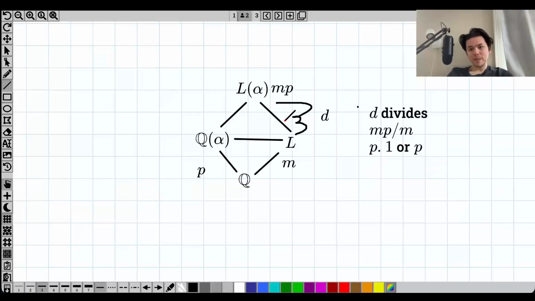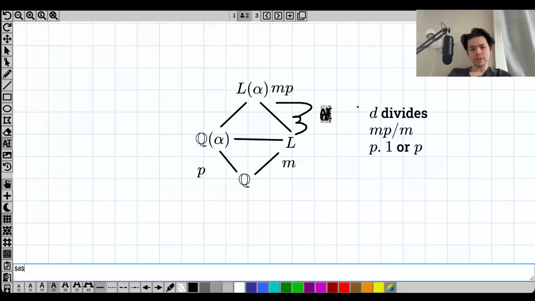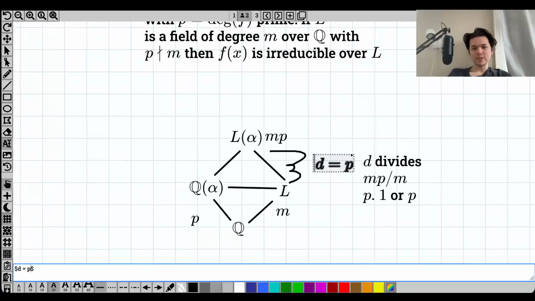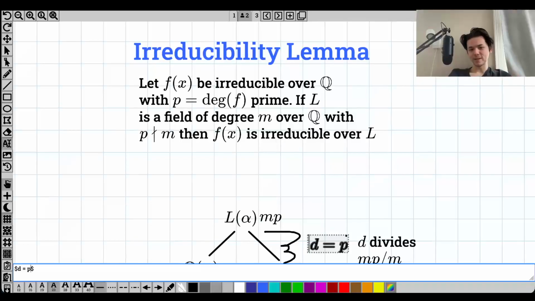But if the degree is p, that means alpha must be irreducible over L, because what you would quotient out by to form L of alpha is one of the irreducible factors of f over L. And so if the degree d must be p, then your irreducible factor has degree p, which means it's just the entire polynomial f of x. It's not some proper factor.